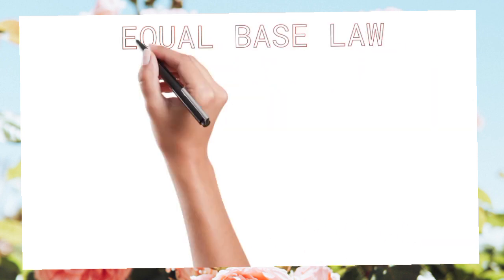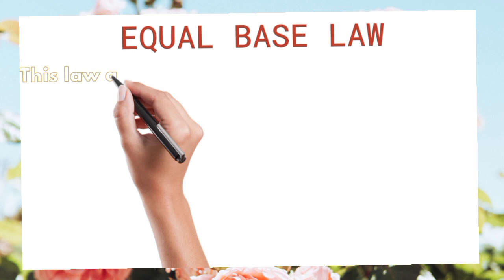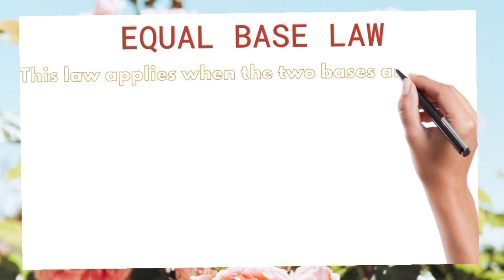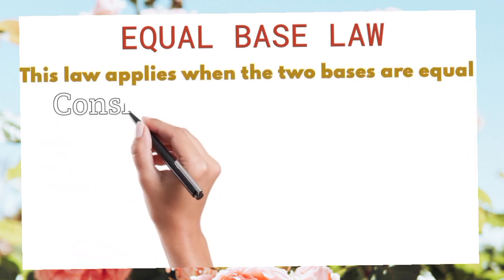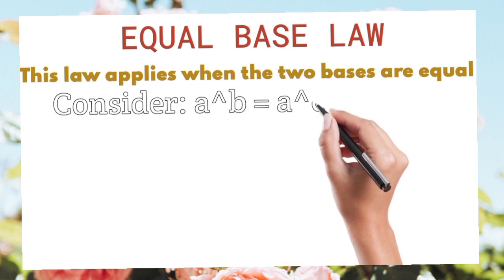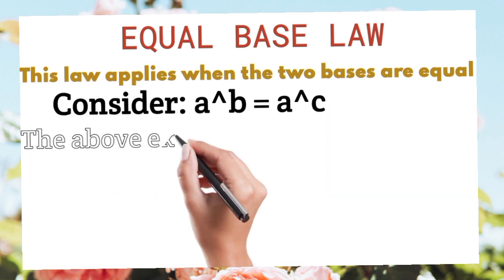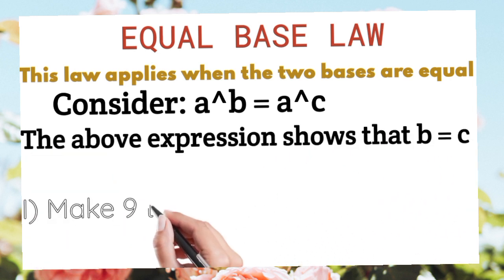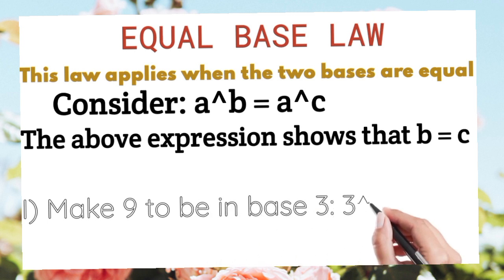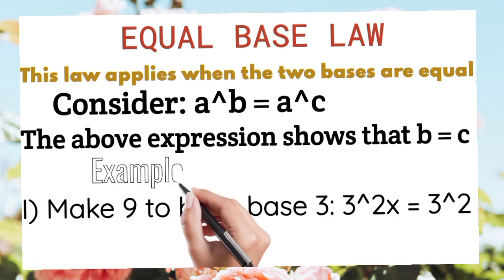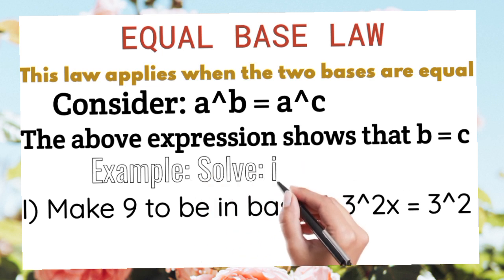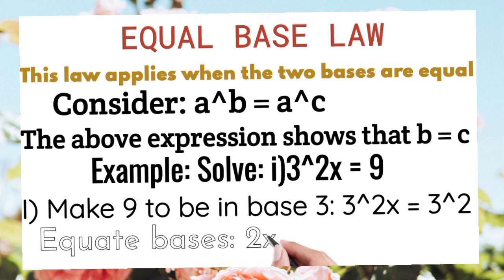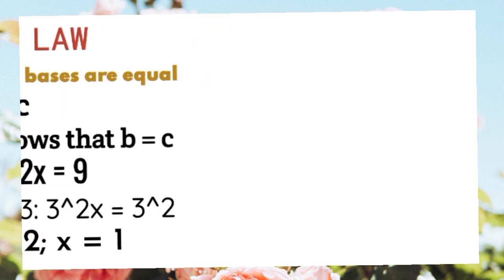Then look at the equal base law. This law applies when there is an equation where you have two bases that are equal. Now let's consider the expression a to the power of b equals a to the power of c. The above expression shows that b is equal to c according to the equal base law. So, example: 9 to the power of 3 2x equals 9. So you make 9 to be in base 3. So you equate the powers and then you have x as 1.